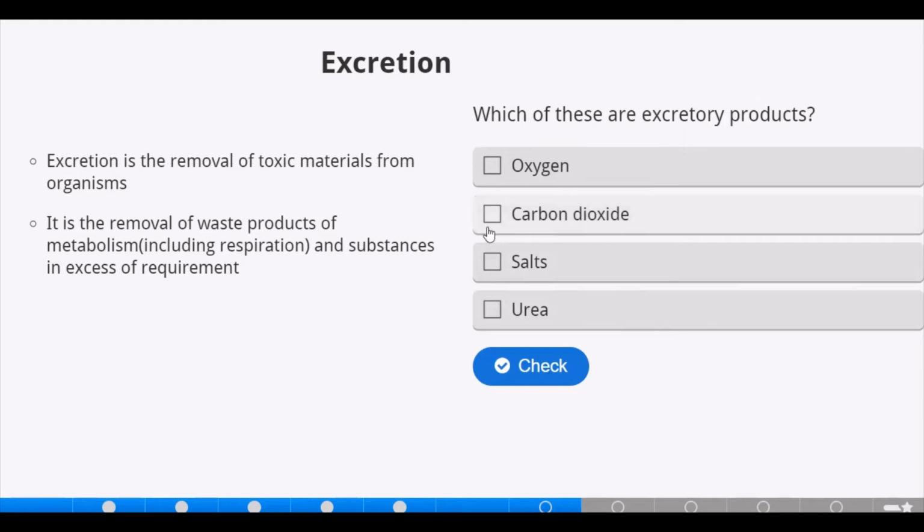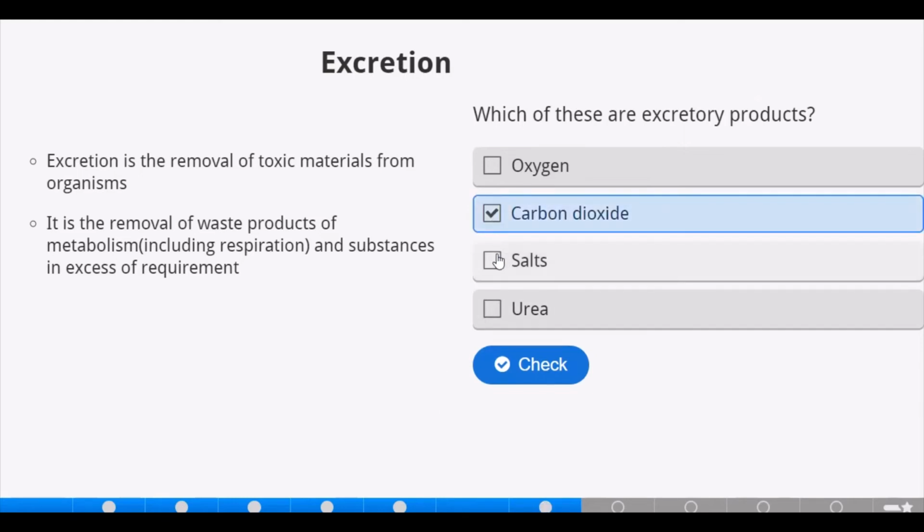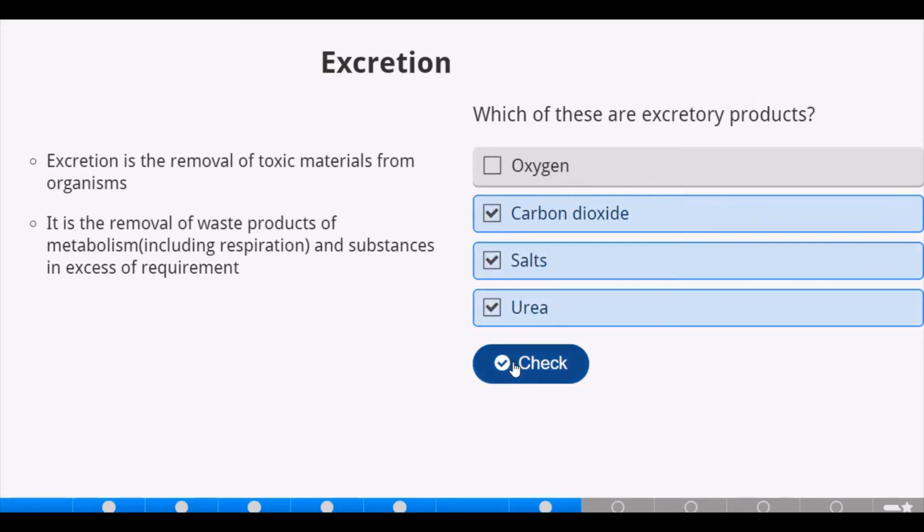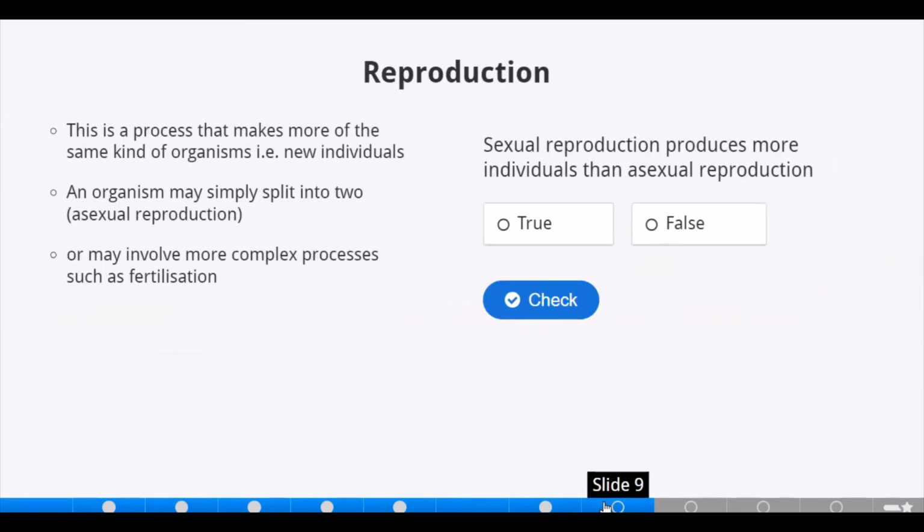Which of these are excretory products? Carbon dioxide, salts, urea. Check. Reproduction. This is a process that makes more of the same kind of individuals. That is, it gives rise to new individuals. An organism is simply split into two. This is describing asexual reproduction. Or reproduction might involve a more complex process, such as fertilization. Sexual reproduction brings about more individuals than asexual reproduction. True or false? False.